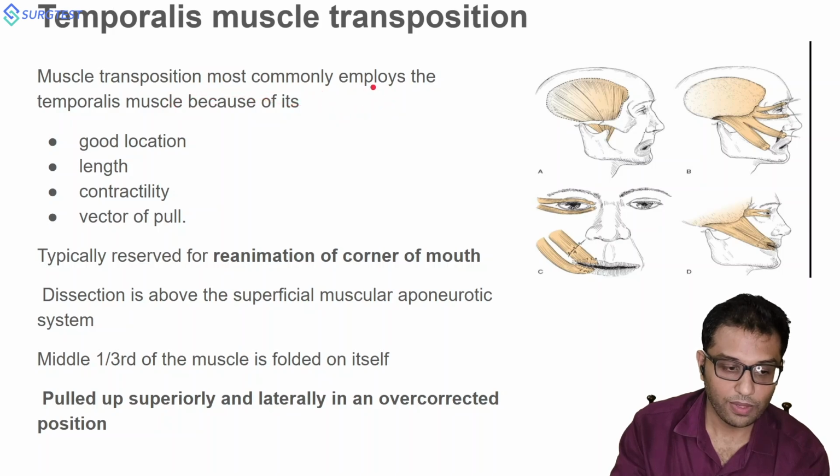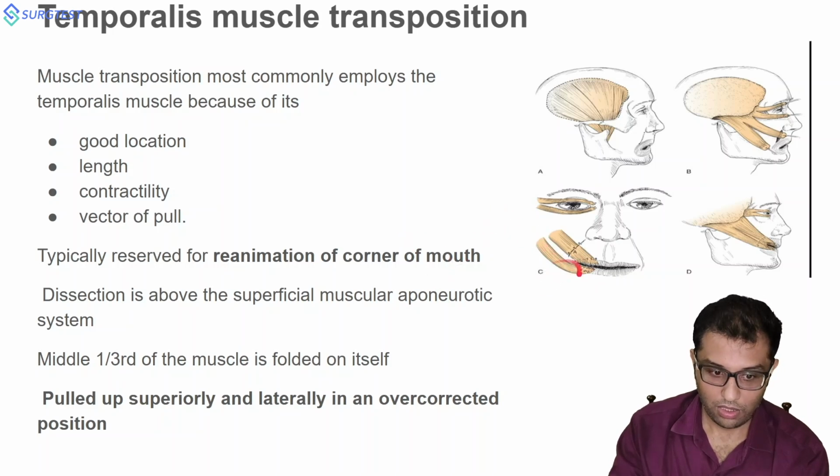So, muscle transposition most commonly implies the temporalis muscle because of its good nearby location, the length, the contractility, and most important, the correct vector of pull for the smile. So it is typically reserved for reanimation of the corner of mouth, and the vector causes that area to be pulled superiorly and laterally, which is our intent so that the smile occurs. So the vector provided by the temporalis muscle pull is useful and more physiological.